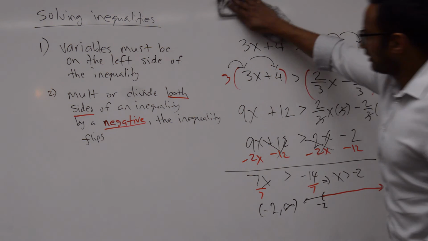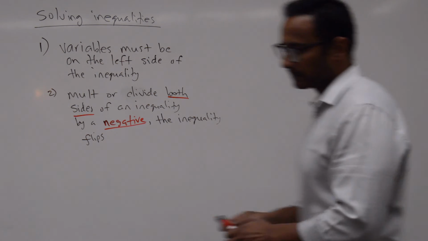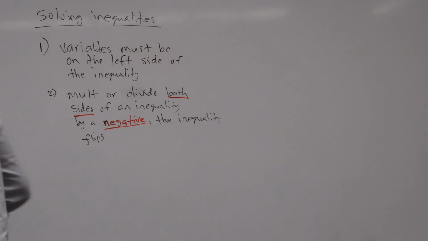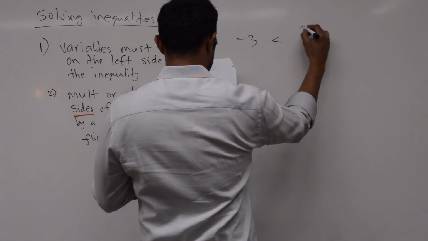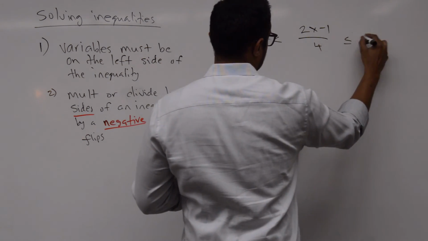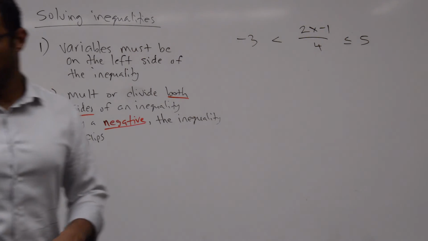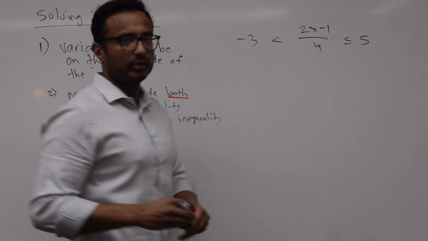All right, last example for inequalities. So for our last example, we have negative 3 less than 2x minus 1 over 4, which is less than or equal to 5. It's called a compound inequality because you got two inequalities in one.